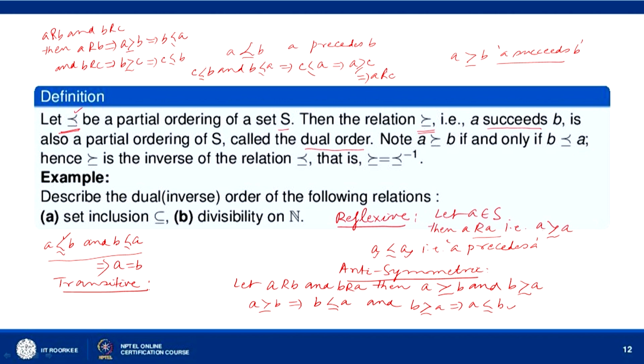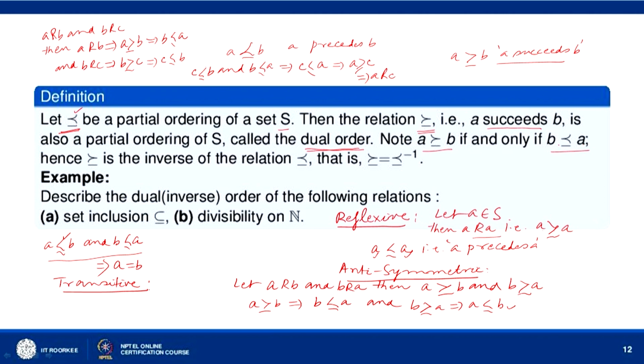So, that is how we show that this notation, A succeeds B, is also a partial ordering of S, and it is called the dual order. Now, A succeeds B if and only if B precedes A.